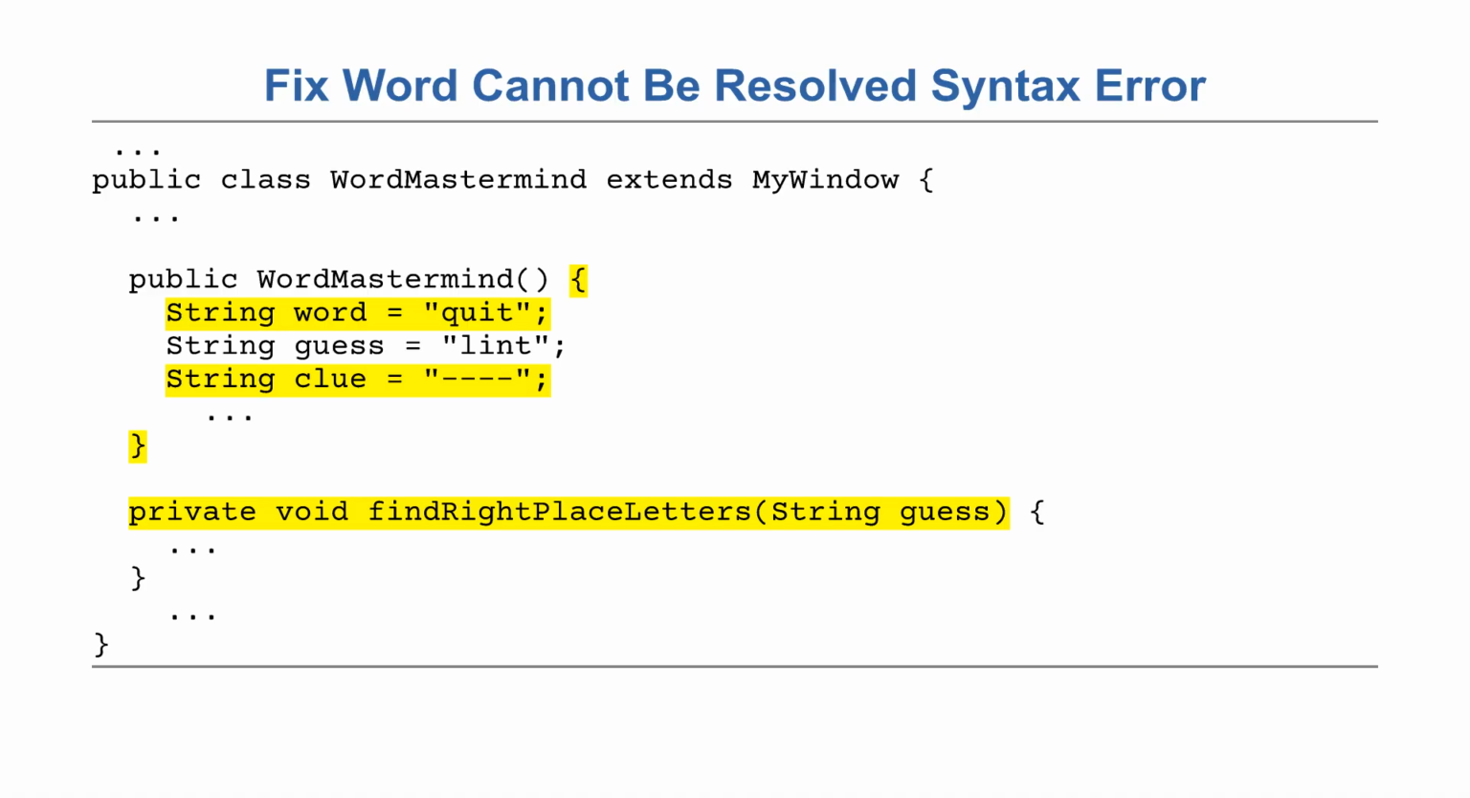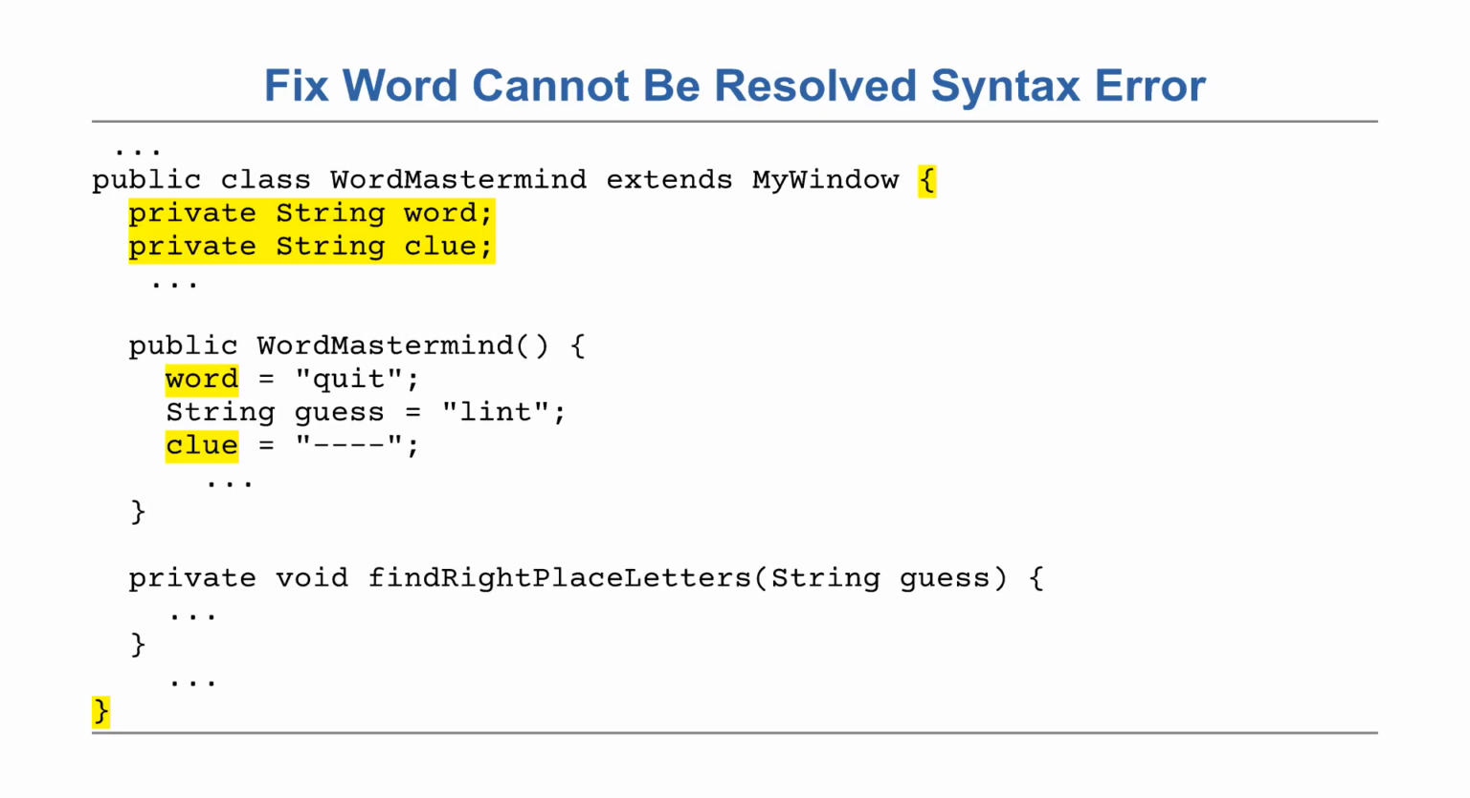findRightPlaceLetters isn't within the curly brackets of the constructor, so findRightPlaceLetters can't see or use word or clue. However, findRightPlaceLetters is within the curly brackets of the WordMastermind class. If you want findRightPlaceLetters to use word and clue, you should declare them within the WordMastermind class definition, not in the constructor. Then both the constructor and findRightPlaceLetters can see and use those variables.